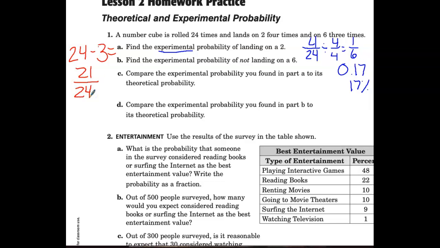Can that be reduced? Yes. We can reduce both the top and bottom by 3, so we would get 7/8, which is the same as 88 hundredths, which is the same as 88%.